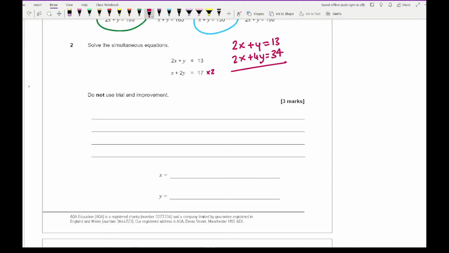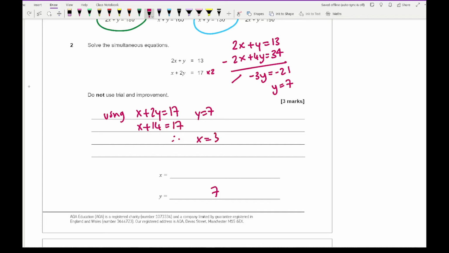Then if I take away the two equations, my x's disappear and I'm left with minus 3y equals 13 take away 34, which is going to leave me with minus 21. And then from this I get y equals positive 7. Now using one of the equations, so x plus 2y equals 17, and that y equals 7, I get x plus 14 equals 17, so therefore x must equal 3.